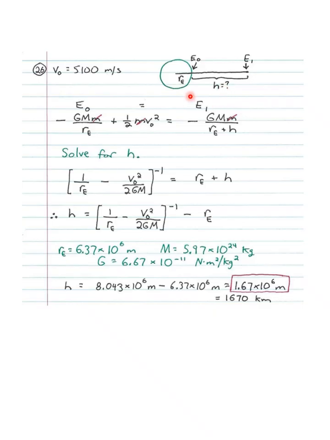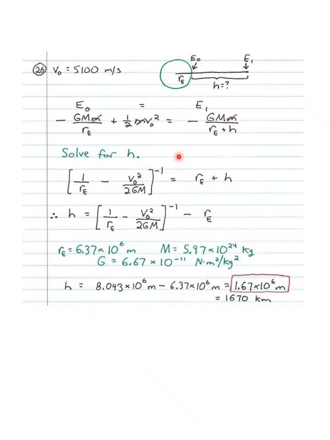So when the rocket is on the Earth, when it's launching at 5,100 meters per second, it has potential energy, which is negative G, mass of the Earth, mass of the rocket, divided by radius of the Earth. It's got kinetic energy, 1/2 m v0 squared, and we're given that v0. Then it slows down, it goes higher, it gains potential energy, and its potential energy is now negative G, big M, little m, over radius of the Earth plus the height. And we're going to go through the algebra and solve for height.